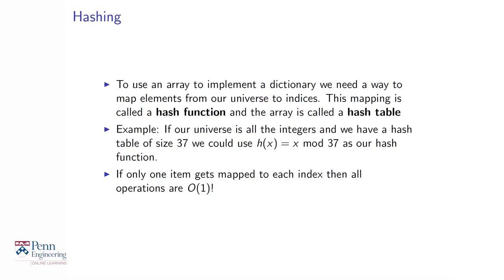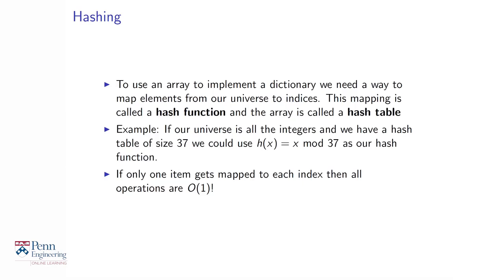So imagine you have an array with indices 0 through 36. Now if you take any x from the universe, you just map it to that location in the array, which is x mod 37. For example, if x is 50, you would map it to 50 mod 37, which is 13. So it would map to location 13 in the array. Okay, so that's the hash function.